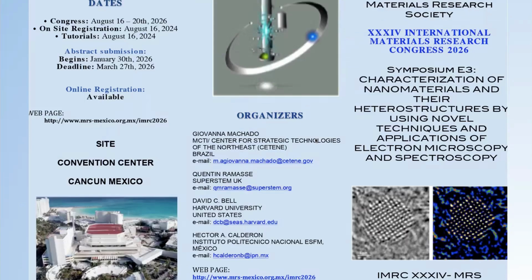As I said, this is part of the E3 symposium that is being organized by a group of researchers from different parts of the world: Brazil, United Kingdom, the United States, and Mexico. I invite you to visit the symposium on Monday of the Congress to see the real basics to acquire atomic resolution images.